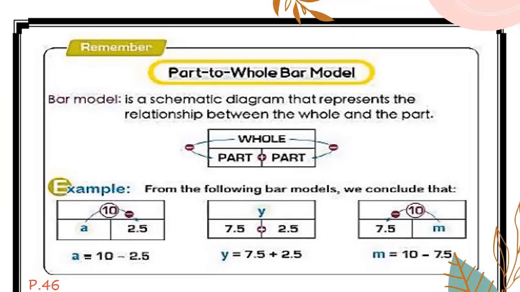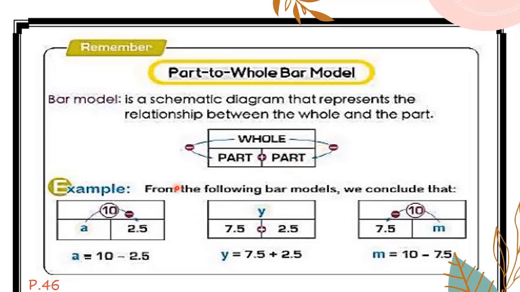Let's remember what the bar model is. The bar model is the schematic diagram that represents the relation between the whole and the parts. Here we draw the bar model: the whole up, and down part 1 and part 2. If I want to get the whole, I'm going to make part 1 plus part 2. If I want to get part 2, I'm going to make whole minus part 1. And if I want part 1, I'm going to make whole minus part 2.